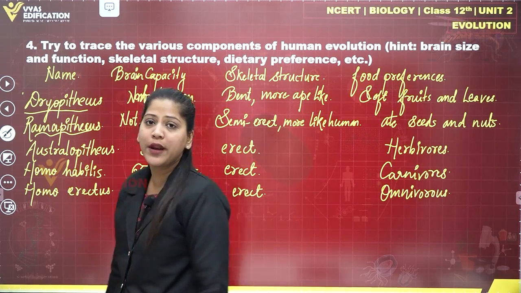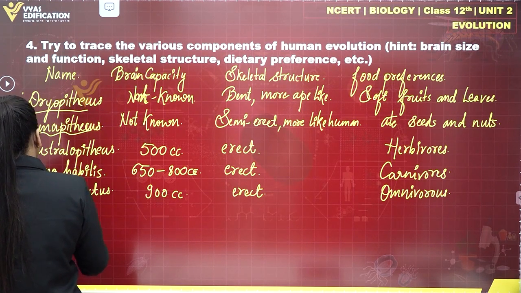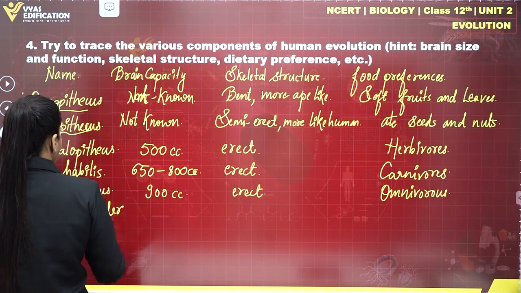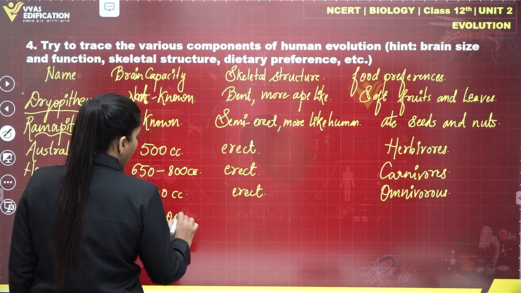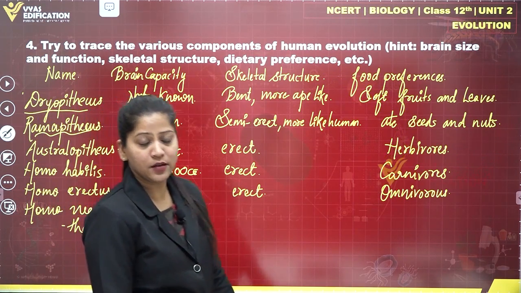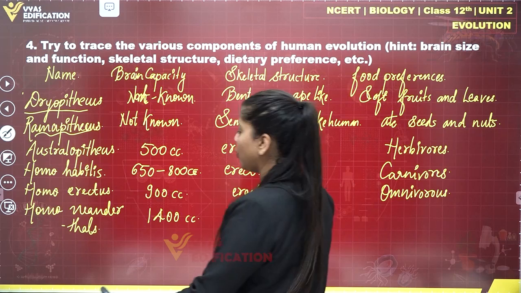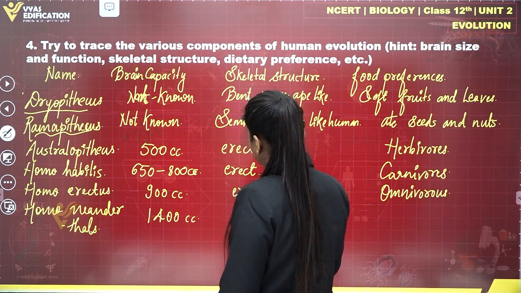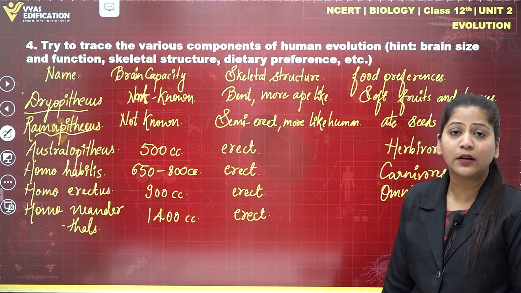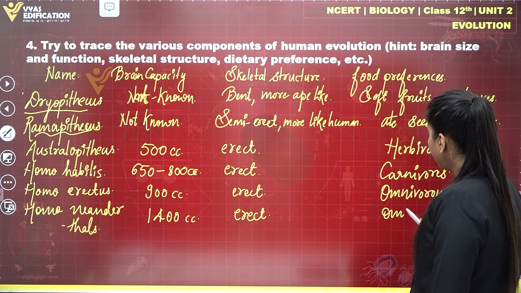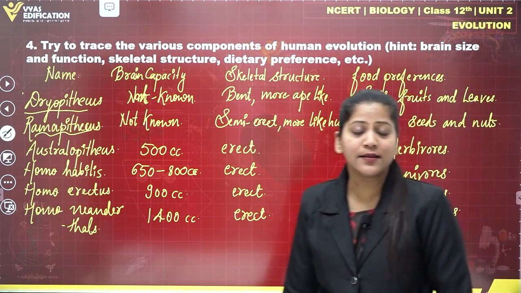Now, after Homo erectus, who evolved? Homo Neanderthals evolved with the brain capacity of 1400 cc, right? And if we talk about the posture or skeletal structure of Homo Neanderthals, they were also erect. And the food preferences of Neanderthals were also found to be omnivorous, right? They were eating both plants and animals.